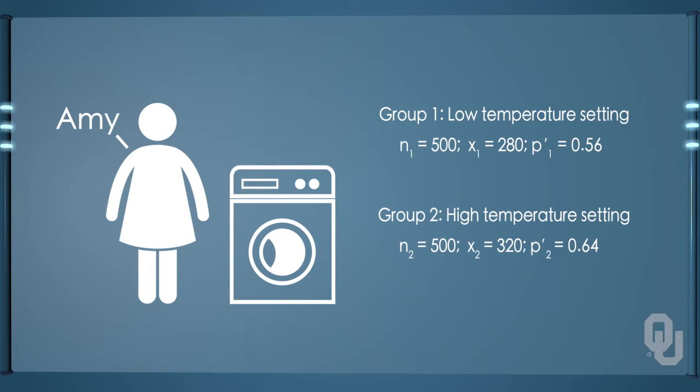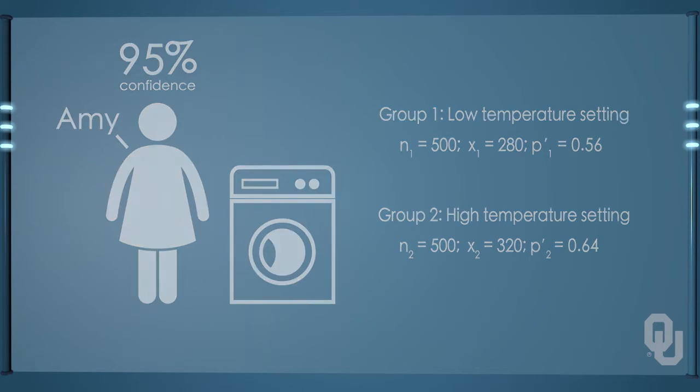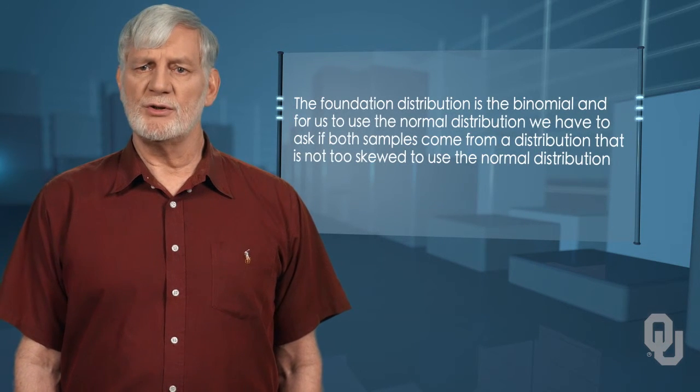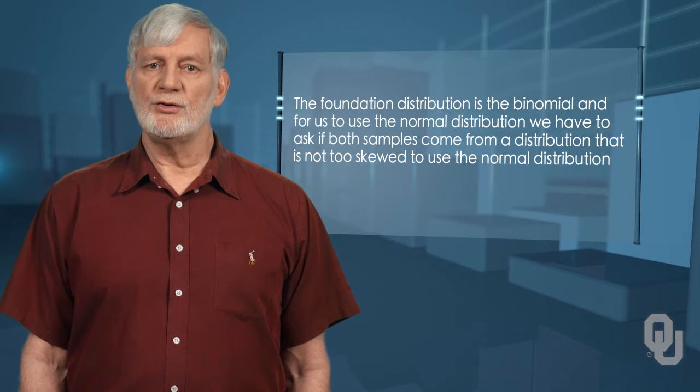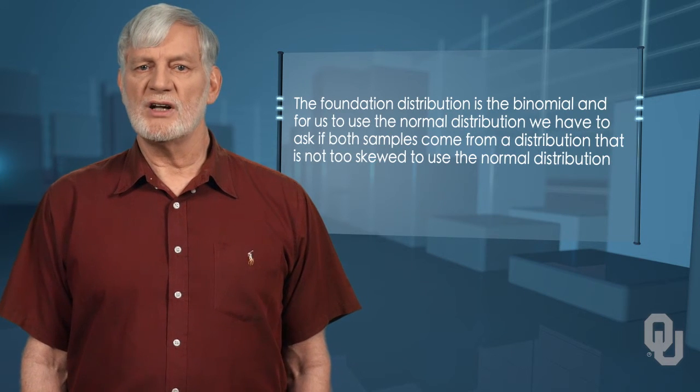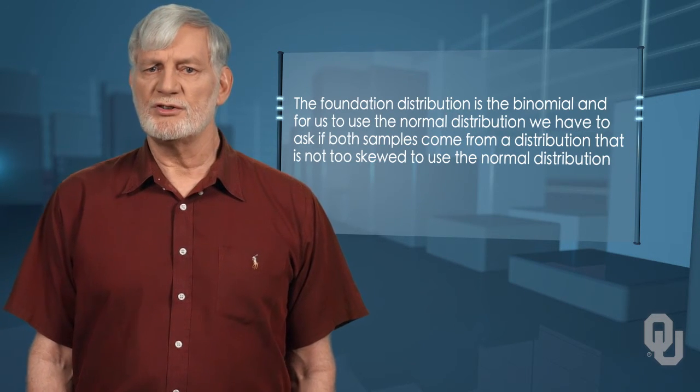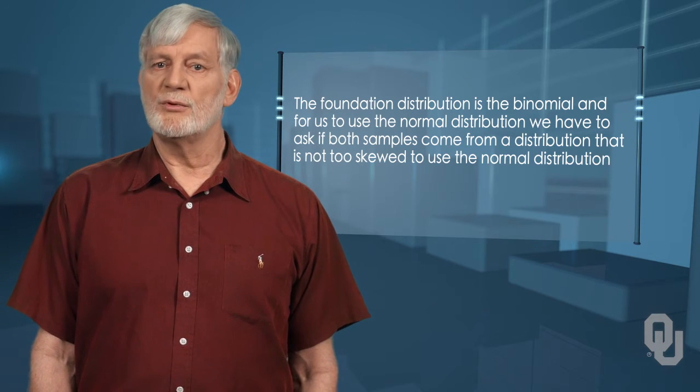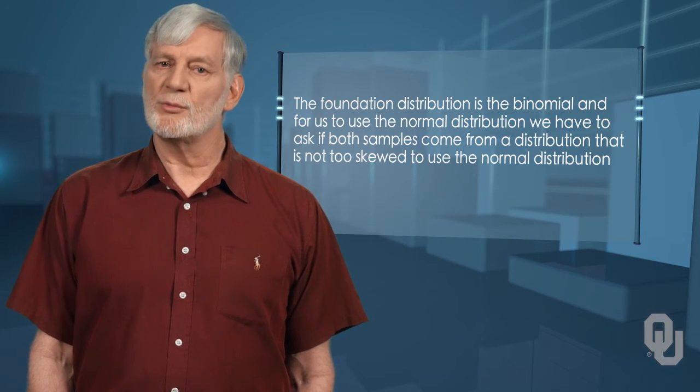Is there evidence that the detergent is significantly preferred when used with the high temperature setting than with the low temperature setting? Amy wants to be able to reach her conclusion with 95% confidence. Our first step is to determine if we can even conduct this test. Remember that the foundation distribution is the binomial, and for us to use the normal distribution, we have to ask if both samples come from a distribution that is not too skewed to use the normal distribution. We use the same rule as we did before when testing the hypothesis for a single proportion.